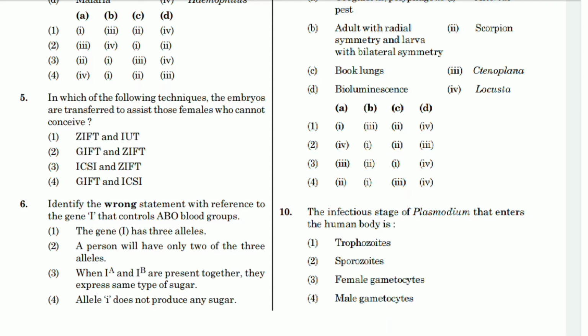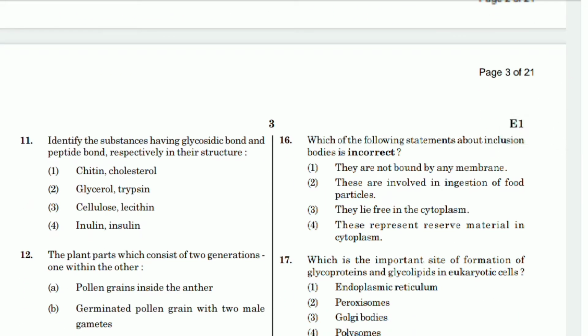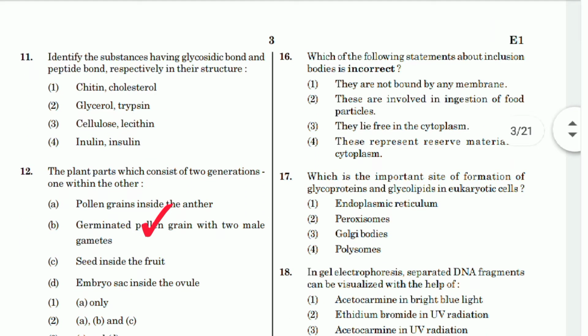The next question is, the infectious stage of Plasmodium that enters the human body is. Option 1, trophozoite, sporozoite, female gametocytes and male gametocytes. The correct answer is option B, sporozoite. Next question, identify the substances having glycosidic bond and peptide bond respectively in their structure. The options are chitin, cholesterol, glycerol, trypsin, cellulose, lecithin, and inulin and insulin. From this, the correct answer is option 4, inulin and insulin.